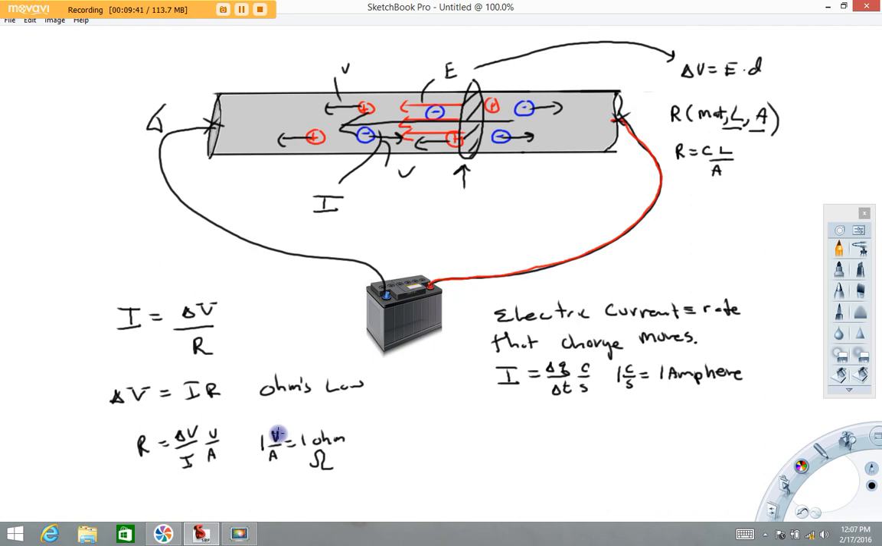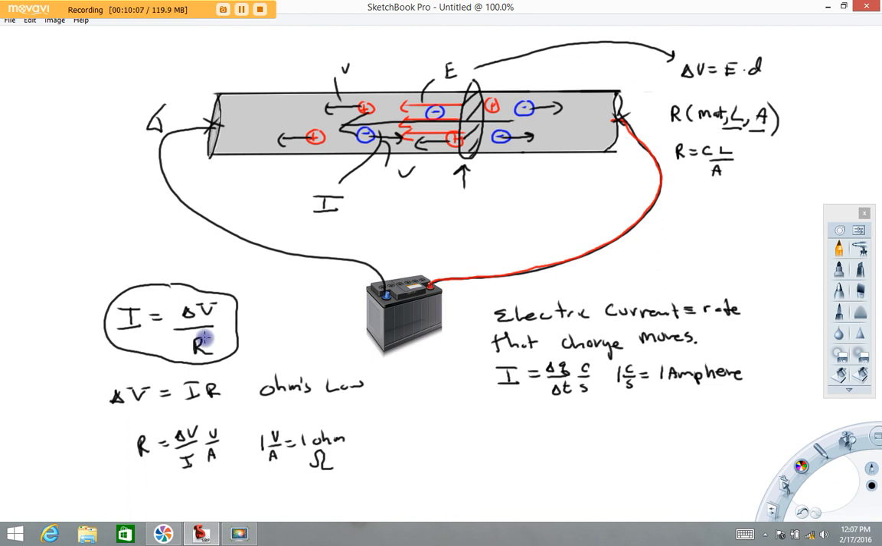So for example, a resistance of 5 ohms means it takes a 5 volt potential difference to get a 1 amp current. A 20 ohm resistance would mean you need a 20 volt potential difference to get a 1 amp current, and so forth. Ohm's law is just a mathematical law stating basically that the current through a system is proportional to the voltage, but is inversely proportional to resistance.